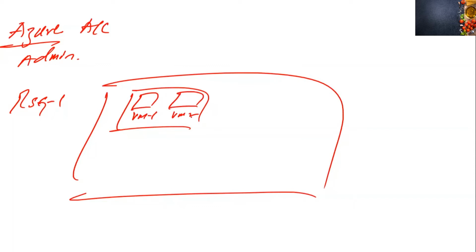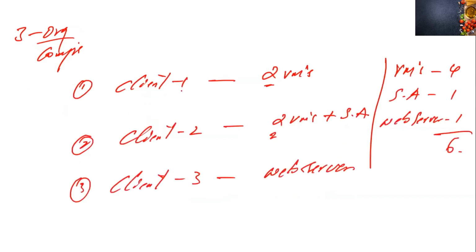and VM2, guys. So these 2 VMs can communicate with each other. They can share the files. They can share the resources within the resource group. So this is for the first organization. Our first client is saying we require 2 machines.